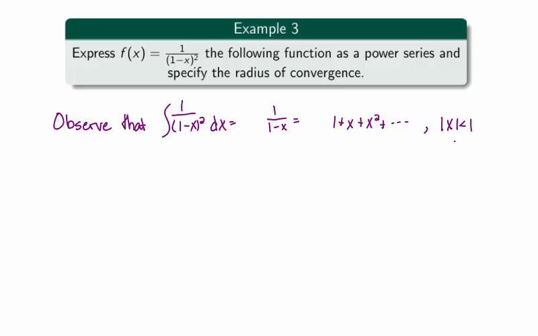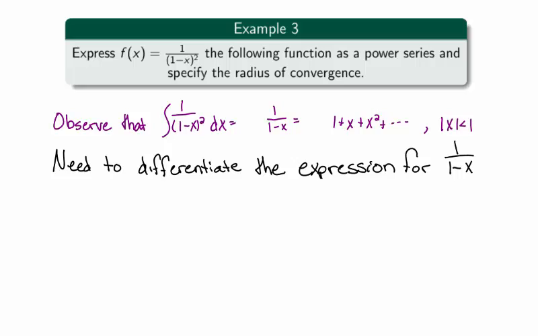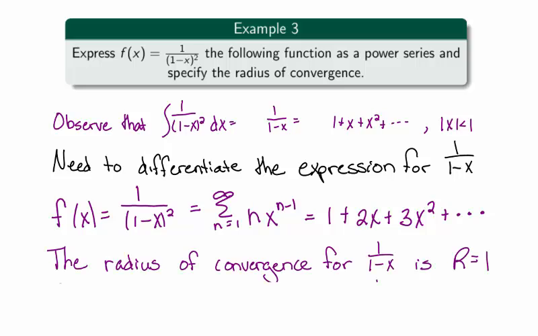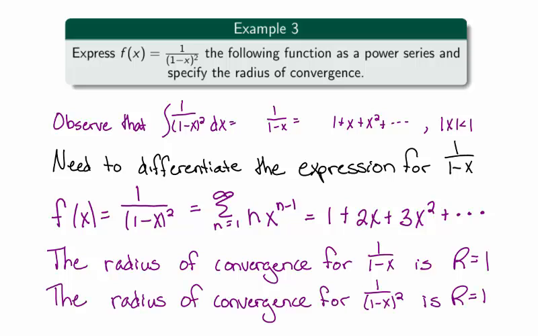So to obtain a power series expansion for 1 over 1 minus x squared, one simply needs to differentiate the power series expansion of 1 over 1 minus x. Therefore, f of x equals 1 over 1 minus x squared, which equals the sum n equals 1 to infinity of n times x to the n minus 1, which equals 1 plus 2x plus 3x squared, and so forth. The radius of convergence for the power series expansion for 1 over 1 minus x is r equal to 1, so by the theorem, the radius of convergence for the power series expansion for 1 over 1 minus x squared is also r equal to 1.